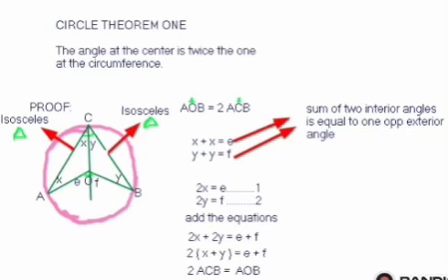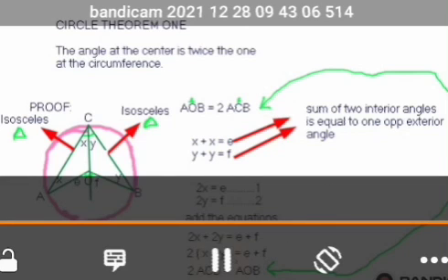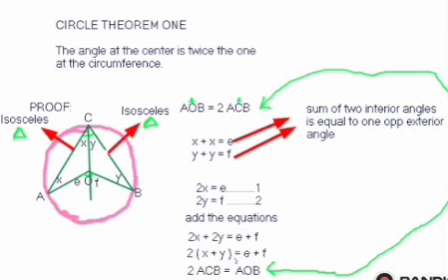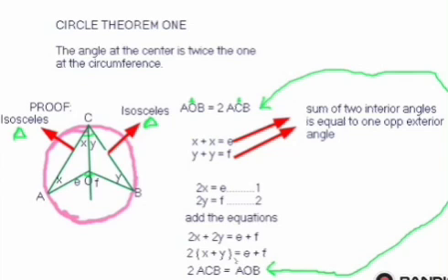Finally, we can see that the theorem has been proved. The theorem we were asked to prove, we have done that. The angle at the center is twice the one at the circumference. So when you are given any question or problem regarding this theorem, we can always remember to use it. Thank you.